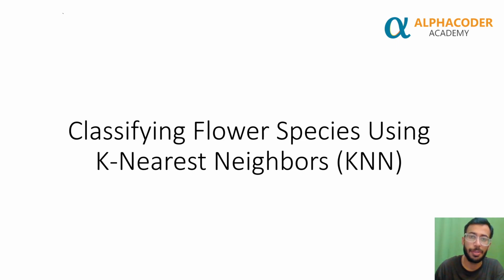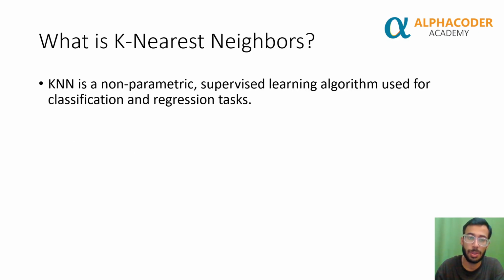Now in this particular video we will be talking about a very important machine learning algorithm, that is k nearest neighbor. In short we call it KNN. We will explore k nearest neighbors, or KNN, with a real life example of classifying different flower species using this particular machine learning algorithm.